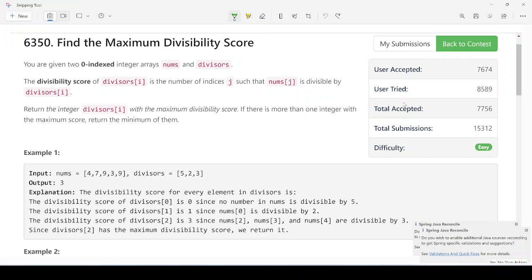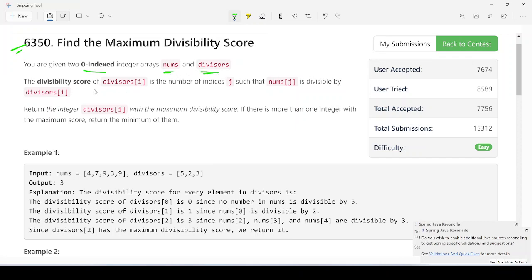So let's understand another video, in which we are going to see problem 6350. Find the maximum divisibility score. This is the question. You are given two zero-indexed integer arrays, nums and divisors. Two things we have been given, nums and divisors.